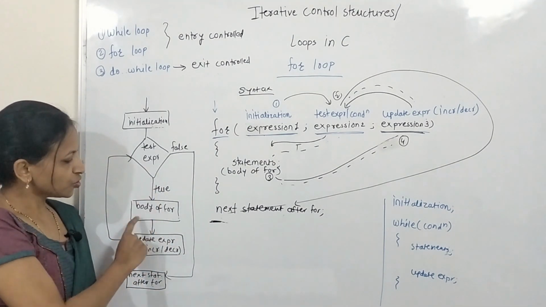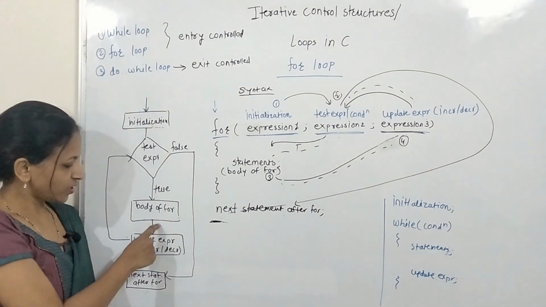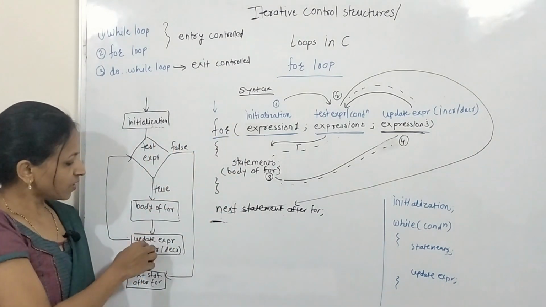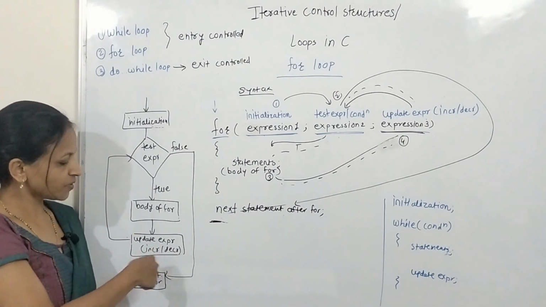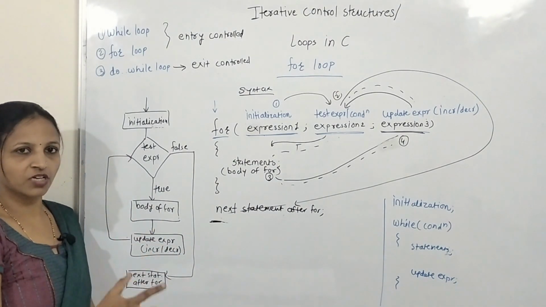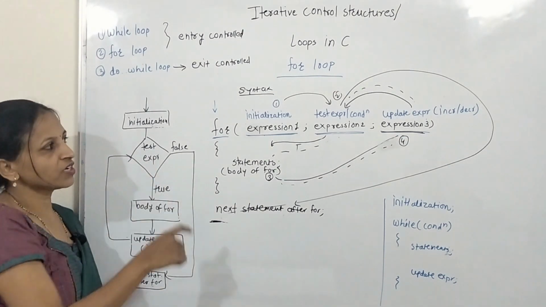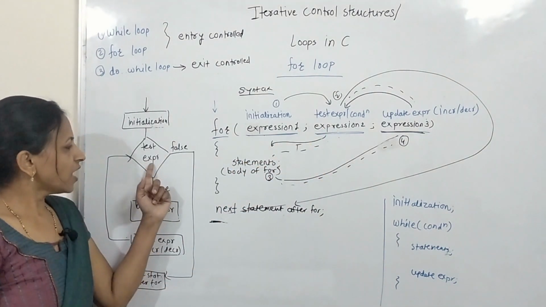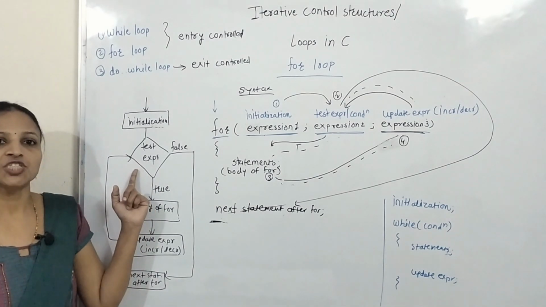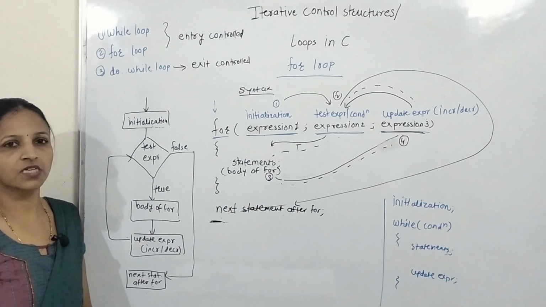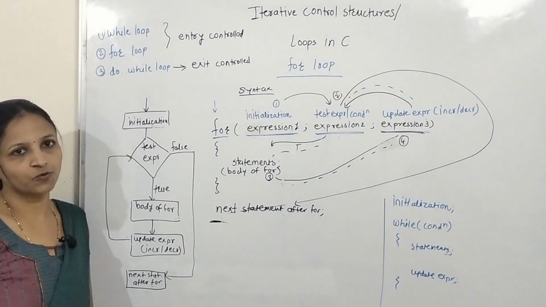If the condition is true, the body of the for loop will get executed, and after that the update expression will get resolved, whatever increment or decrement. Then again control will come to check the condition mentioned here. And if that test expression is true, again the body of the loop will get executed, and so on. This is the execution of the for loop.